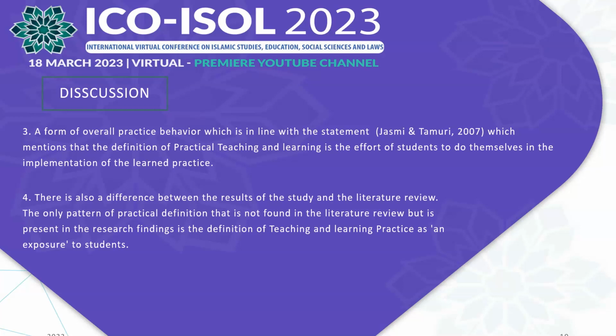Next, a form of overall practice behavior is in line with the statement by Jasmi and Tamuri 2007, which mentioned that the definition of practical teaching and learning is the effort of students to do things themselves in the implementation of the practice learned. And lastly, there is also a difference between the results of the study and the literature review. The only pattern of practical definition that is not found in the literature review but is present in the research findings is the definition of teaching and learning practice as an exposure to students.